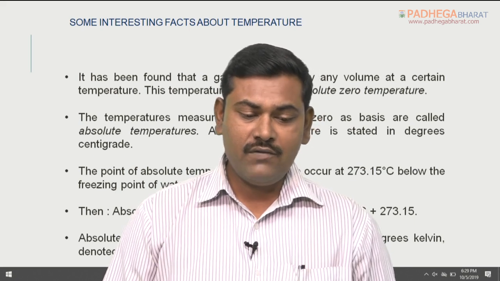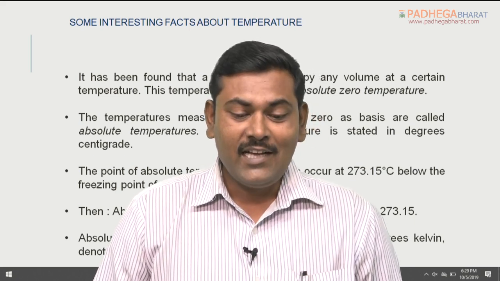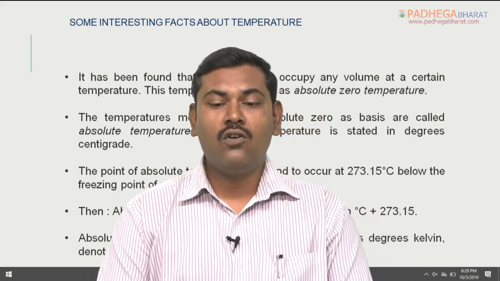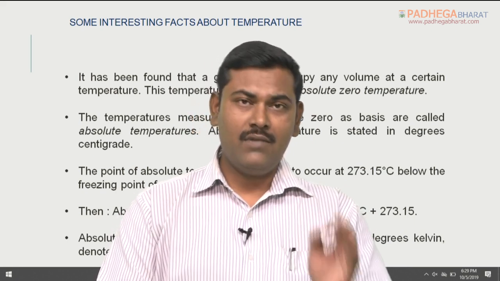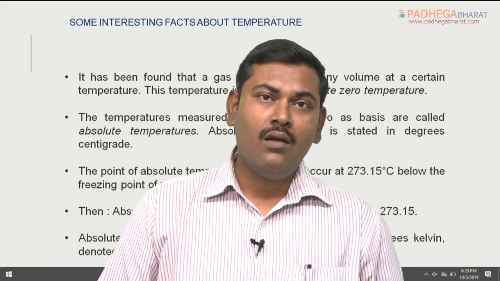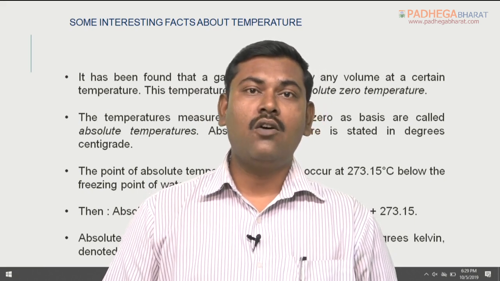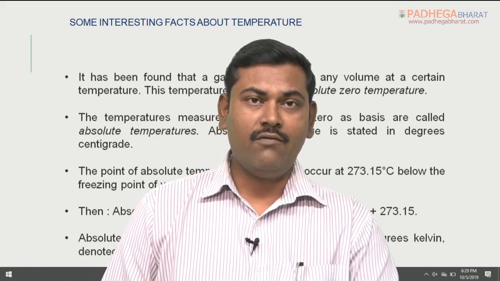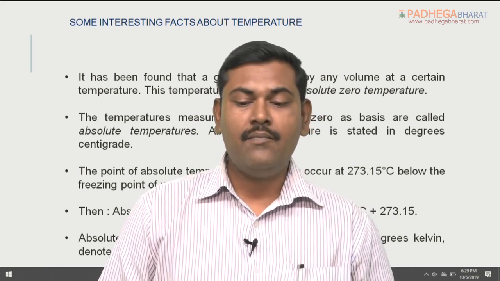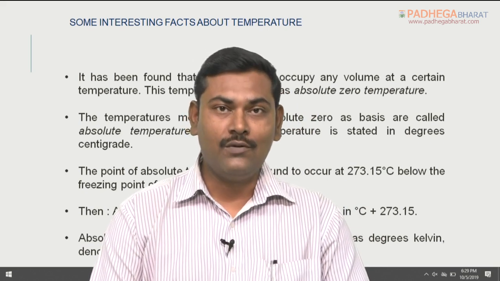The first observation is very interesting. It has been found that the gas will not occupy any volume at a certain temperature. So there will come a certain state or condition when the gas will not occupy any volume, and that specific temperature where the volume is equal to 0 is known as absolute zero temperature.